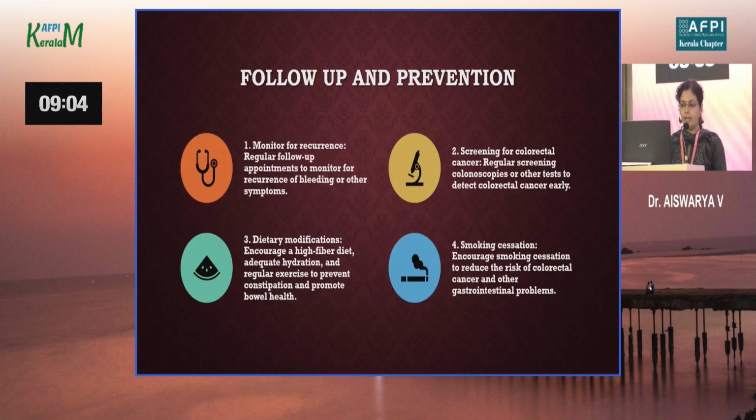Now, follow-up and prevention. We have to monitor for recurrence. A regular follow-up is essential. Regular follow-up appointments to monitor for recurrence of bleeding or other symptoms. Then screening for colorectal cancer is important. Regular screening, colonoscopies or other tests to detect colorectal cancer early should be advised. Dietary modifications, we should encourage a high fiber diet, adequate hydration and regular exercise to prevent constipation and promote bowel health. Smoking cessation should be advised.